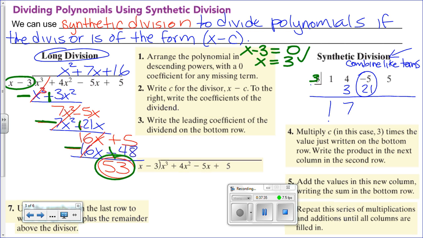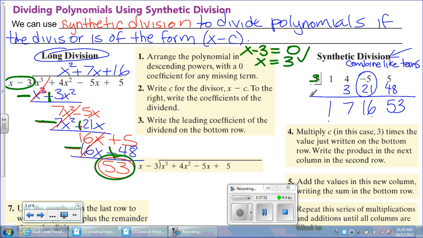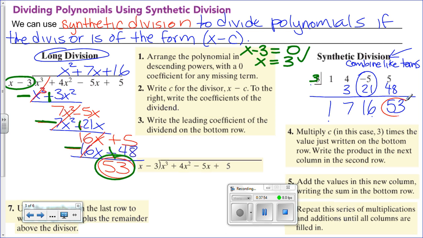Okay, so 21 minus 5, that is equal to 16. And then we multiply 3 times 16, that is positive 48. 48 plus 5 is 53. And so you can see here, the last number is going to be the remainder. Sometimes that remainder might be 0, and if that is the case, then we can assume that the divisor is a factor of it, like the case of the very first example.